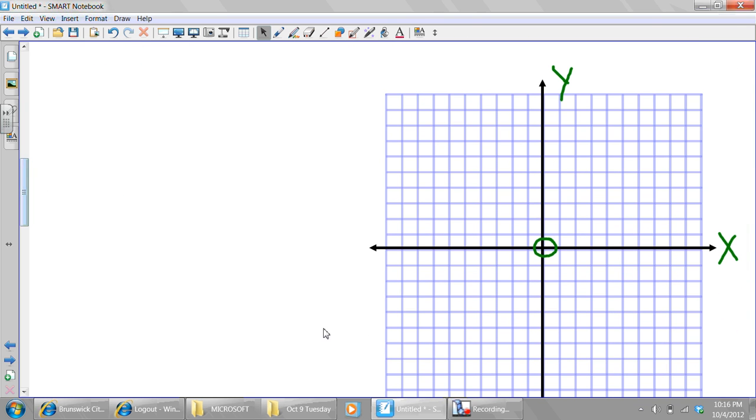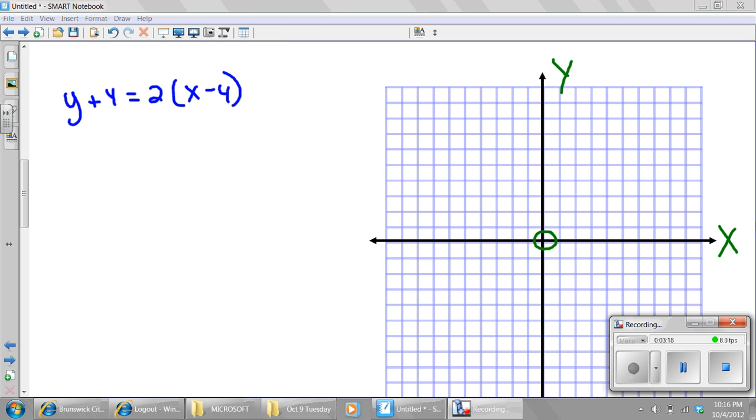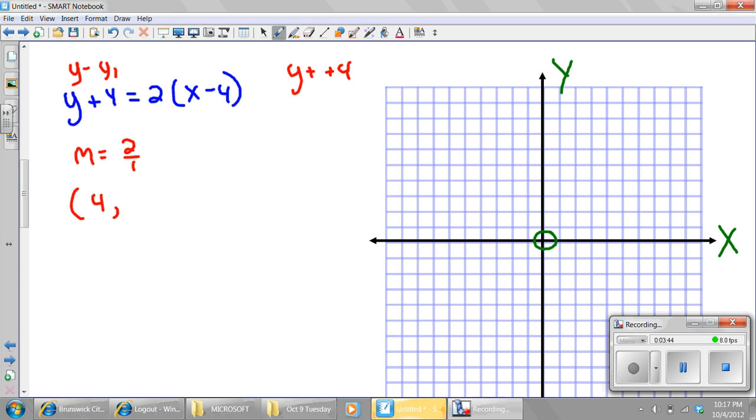All right, so let's try the next example. Here's my next example. First, I identify the slope, which is 2, or 2 over 1. And my x-coordinate is going to be 4. My y-coordinate, is it going to be 4? No, because the formula is y minus y sub 1. For me to get a positive here, I must have y minus a -4, and that'll change to a positive. So I must have a -4 for my y-coordinate.